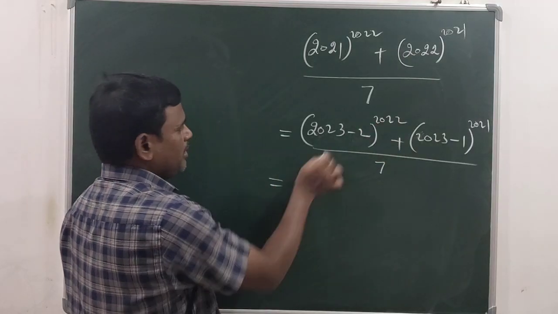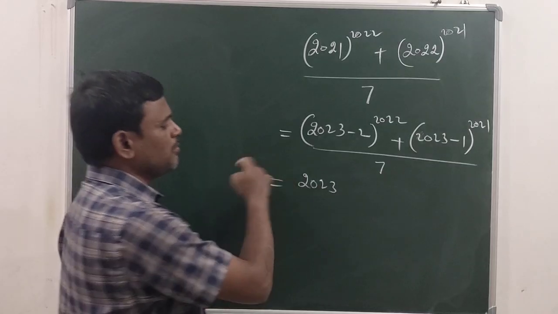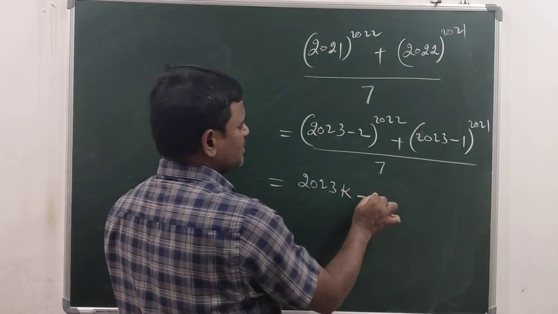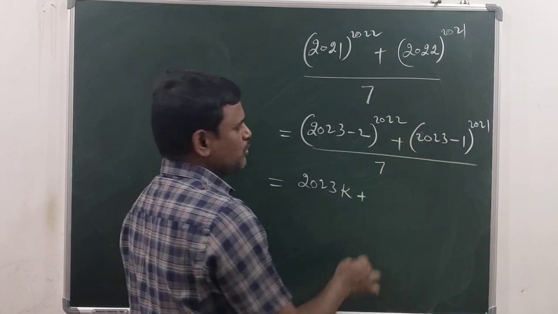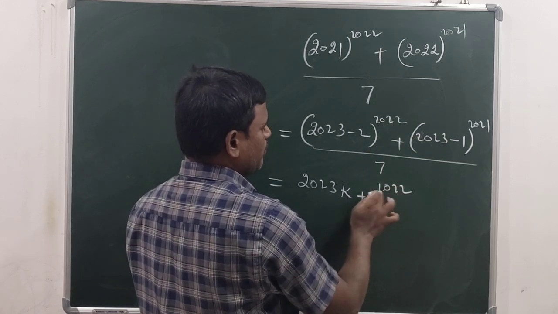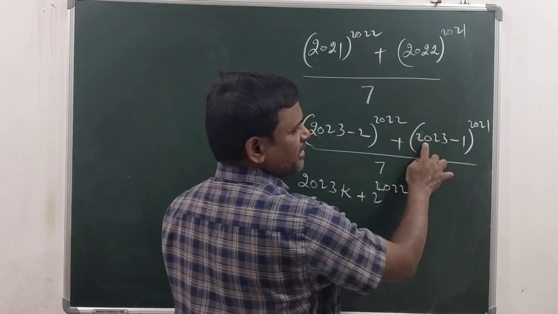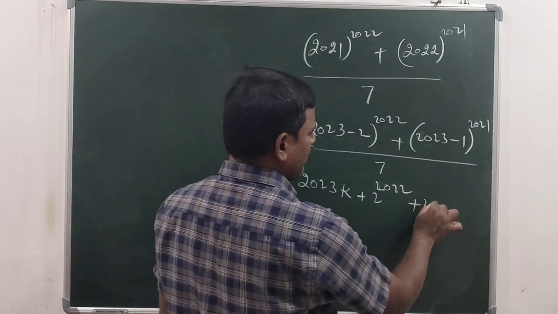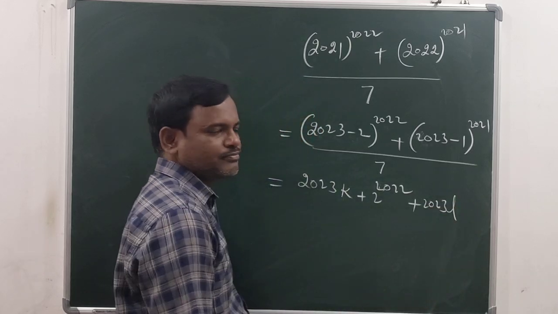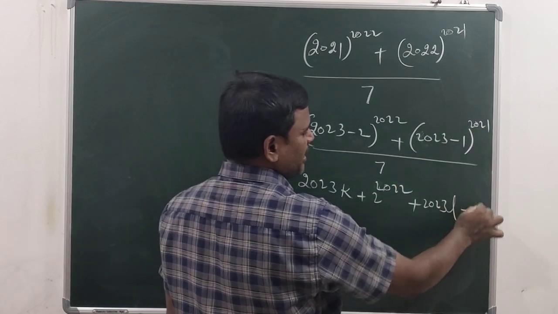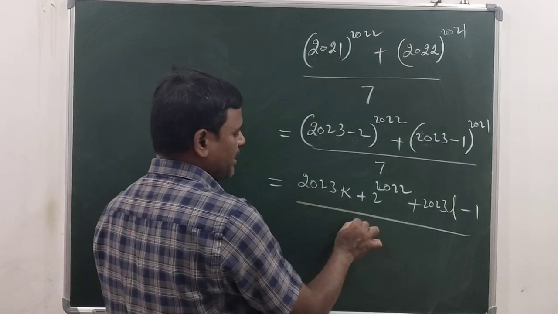If you apply it here, you get 2023 as common, say k, minus. Here it is minus, but the power is an even number, hence you will get positive 2 power 2022. Students, for the other one, 2023 we can take as L. Here it is minus, and the power is an odd number, so you will get minus 1 whole power 2021, which becomes minus 1, divided by 7.